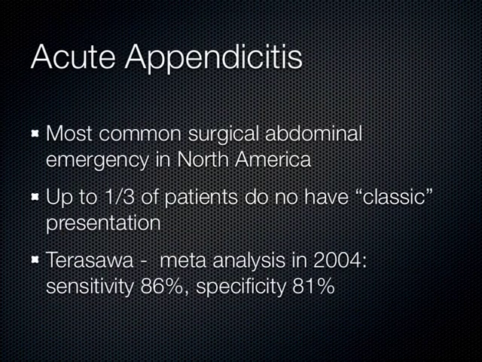Okay, switching gears, finally, the appendix. And acute appendicitis, very, very common, okay? It's the most common surgical abdominal emergency in North America. About a third of patients, though, don't have that classic presentation, which is generalized abdominal pain that then locates itself to the right lower quadrant, what we call McBurney's point, and associated with anorexia and elevated white blood cell count. That's the classic presentation I just described to you.